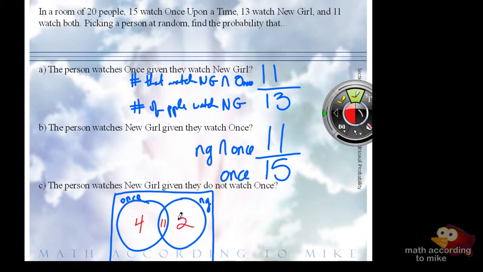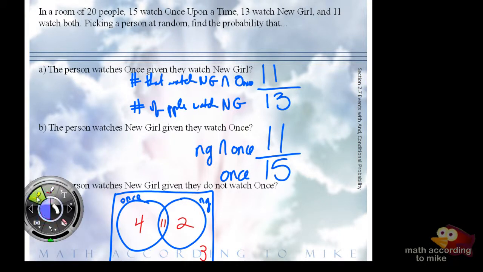2. How many total people do we have accounted for so far? 17. 4 plus 11 plus 2. Out of 20 people total, so how many people don't watch either show? 3. Good.